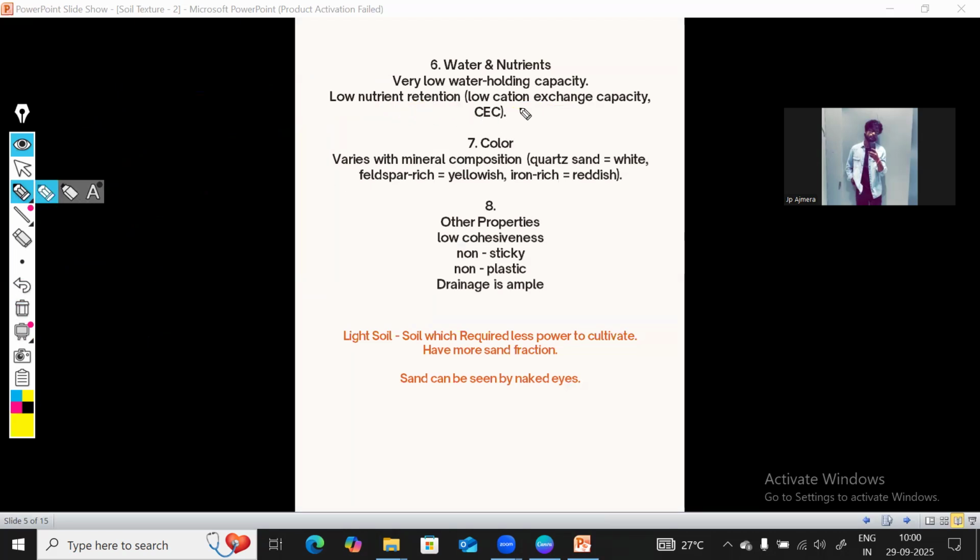Low nutrient retention, low cation exchange capacity, low CEC. What is CEC? Cation exchange capacity. What is cation exchange capacity? It is the capacity of particles to participate in the exchange of cations.